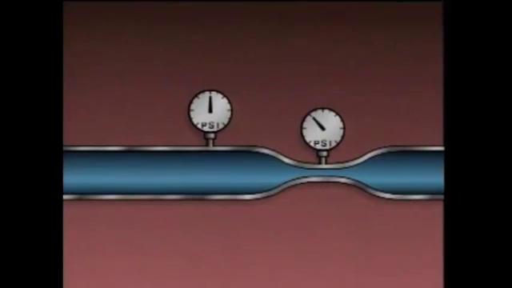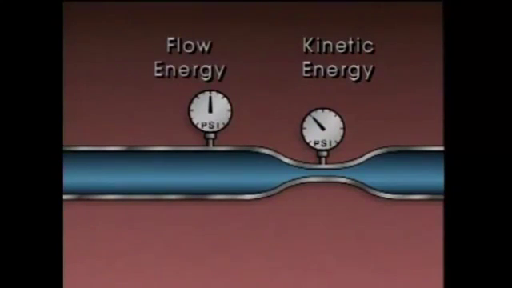Now, we said that the energy related to the motion of a fluid is kinetic energy, and that the energy related to the pressures associated with fluid flow is flow energy. With that in mind, we can say that the energy conversion that's taking place at this restriction is a conversion of flow energy to kinetic energy. In other words, the liquid's pressure decreased, but its velocity increased.